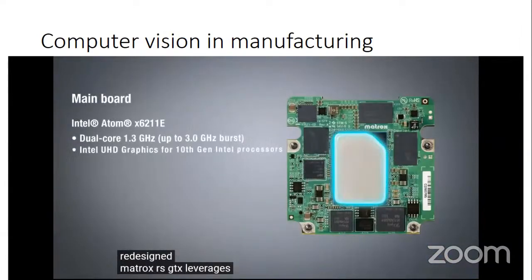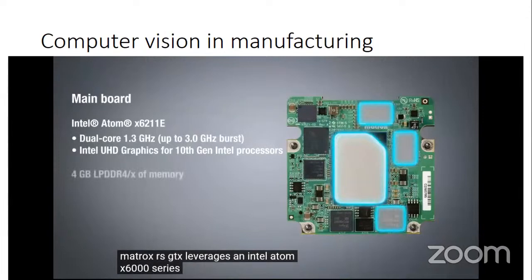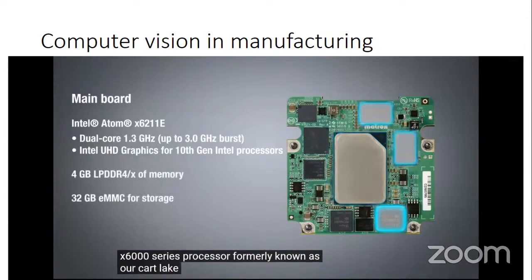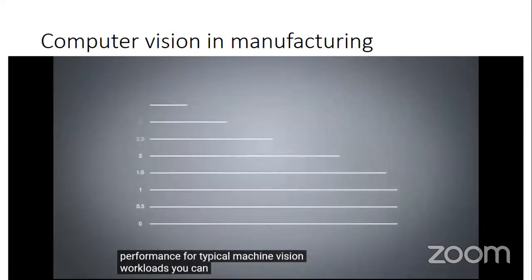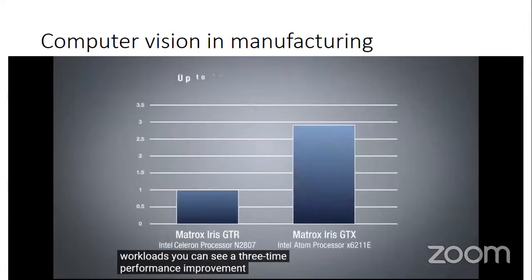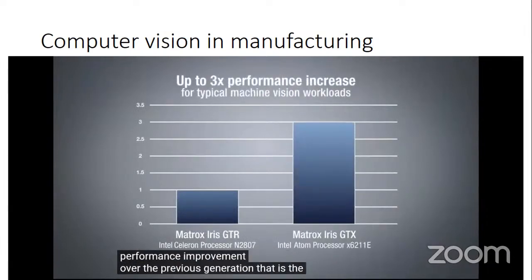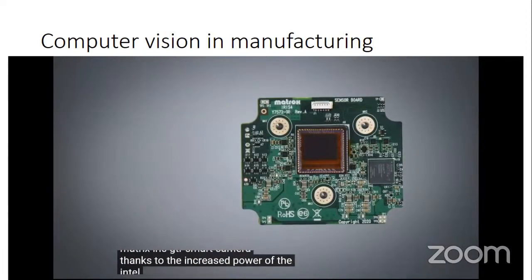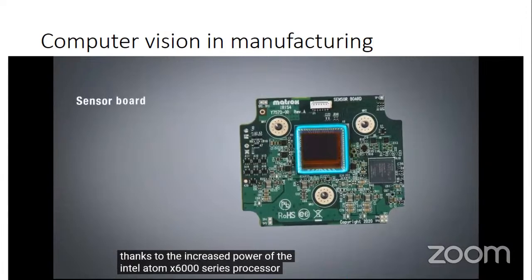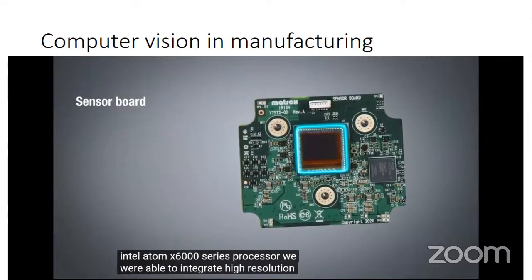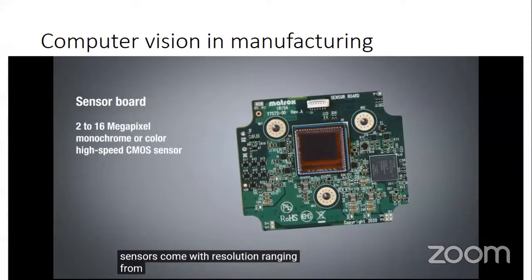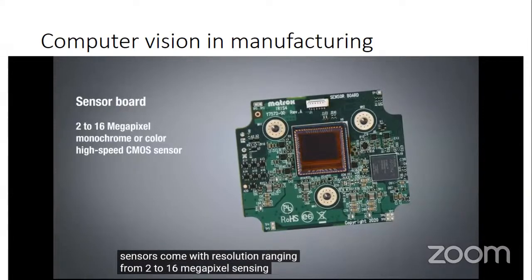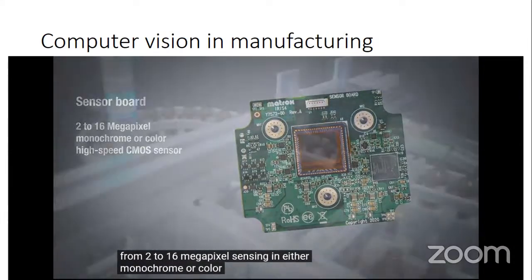Matrix Iris GTX leverages an Intel Atom X6000 series processor, formerly known as Elkhart Lake, to dramatically increase performance. For typical machine vision workloads, you can see a 3-time performance improvement over the previous generation, that is the Matrix Iris GTR smart camera. Thanks to the increased power of the Intel Atom X6000 series processor, we were able to integrate higher resolution and faster image sensors. These image sensors come with resolution ranging from 2 to 16 megapixel sensing in either monochrome or color.